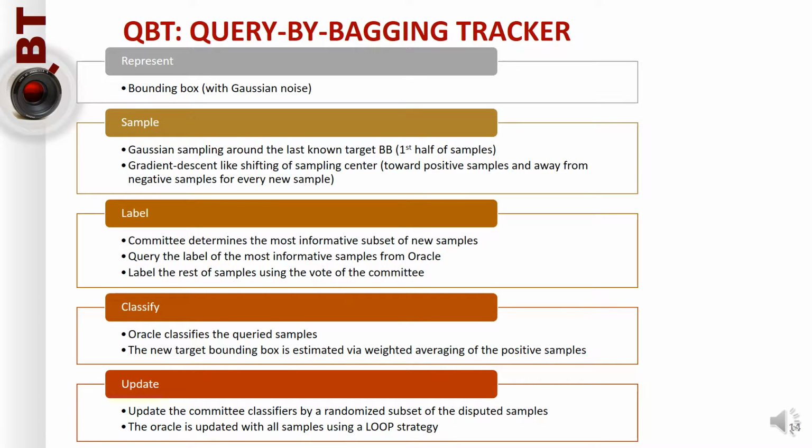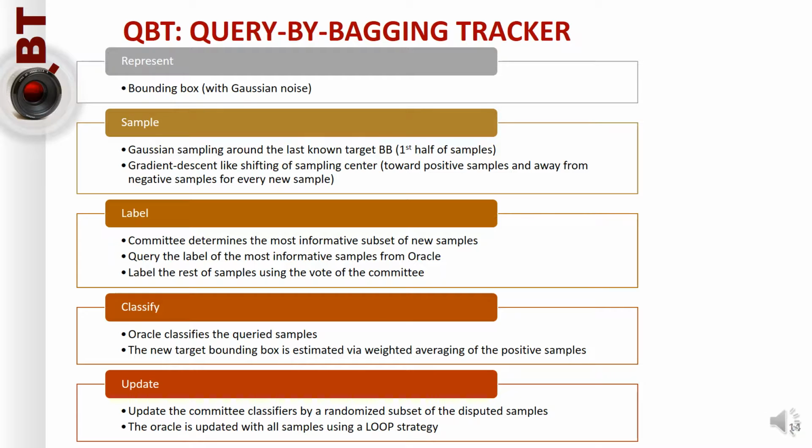For this theory to work, we design the QBT, query by bagging tracker, as follows. We employ a size-changing bounding box to represent the target. The first half of the samples are selected around the last known position of the target via Gaussian sampling. From that point, we employ a gradient descent-like shifting in the sampling center.